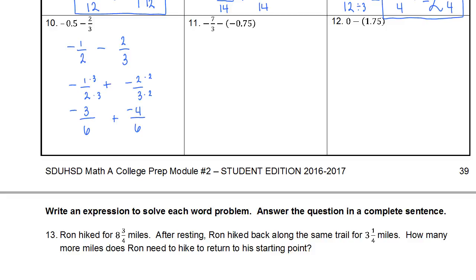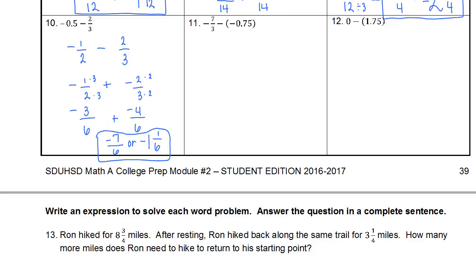If I continue the problem, I know my denominator will be 6, and my numerators are both negative, so negative 3 and negative 4 will give me negative 7. So negative 7 over 6 is in simplest form. However, I can make it a mixed number. 6 goes into 7 once, so I have 1 and 1/6, and of course I need to bring over the negative sign. Not a lot of room here for number 10.